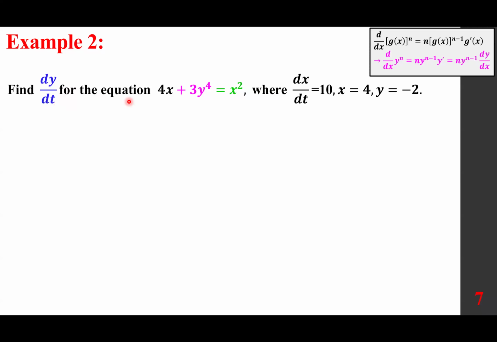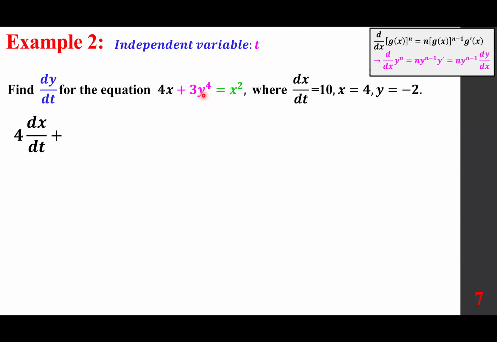Find dy/dt for the equation 4x plus 3y to the power of 4 equals x squared, where dx/dt is 10, x is 4, y equals -2. The moment you see dy/dt, it is telling you the independent variable is t, which means the derivative of x is no longer 1, it is dx/dt. You see that? So we are going to differentiate this term by term. The first one, 4x, gives us 4 dx/dt.